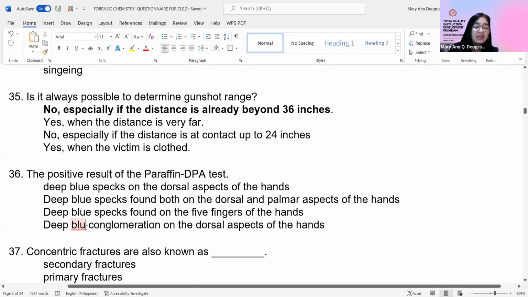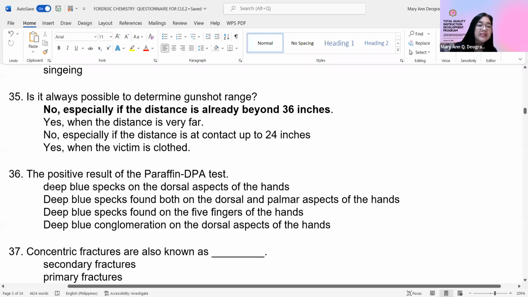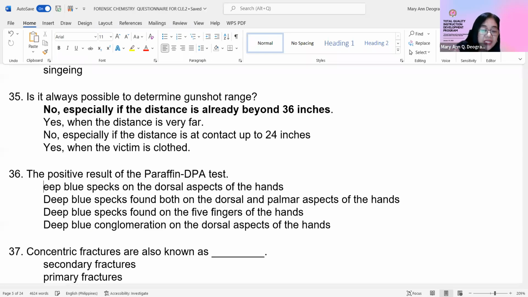Which of the following? Kasi halos, ano yan? The same lahat yan. Deep blue specks on the dorsal aspect of the hands. Alin yung dorsal? Ito. Deep blue specks found both on the dorsal and palmar aspects of the hands. Deep blue specks on the 5 fingers of the hands. Deep blue conglomeration on the dorsal aspect of the hands. Alin ang tamang sagot dyan?